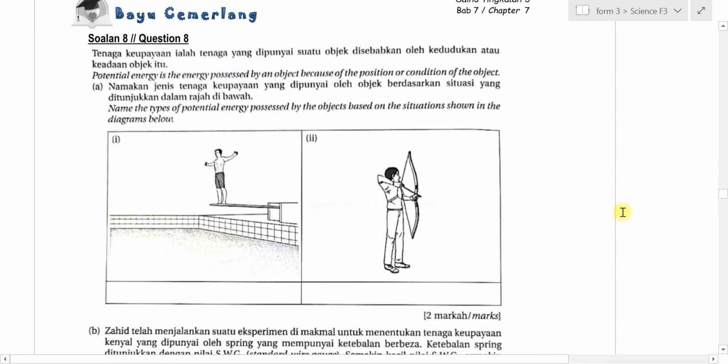Question 8. Name the type of potential energy possessed by the object based on the situation shown in the diagram below. We already did this kind of question. This is due to height, so this is gravitational potential energy. And this is due to stretching, so it should be elastic potential energy.